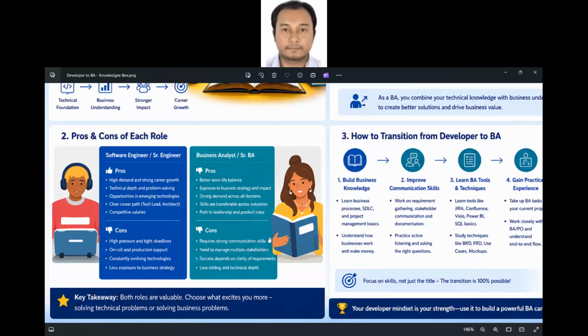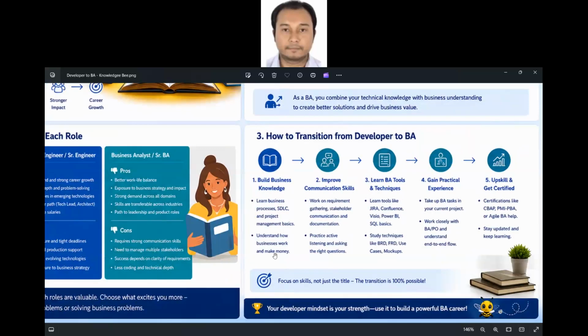So ultimately, both roles are valuable. The choice depends on personal interest, whether someone enjoys solving technical problems deeply or enjoys solving business problems and driving solution strategy. Now let's come to the final slide of the deck.